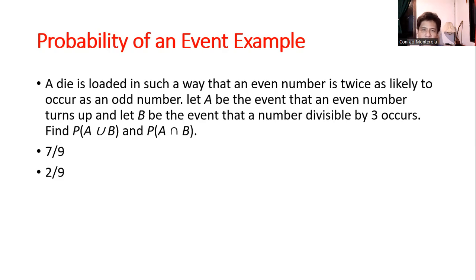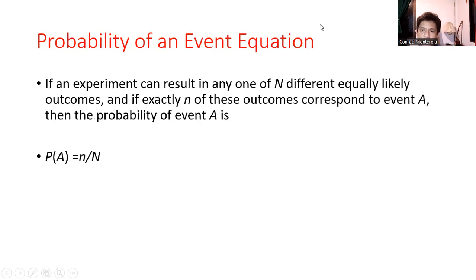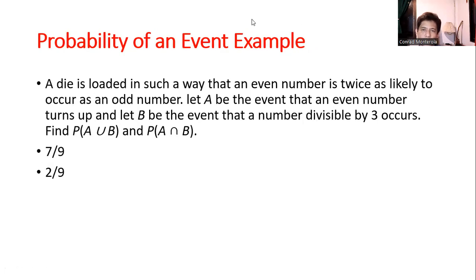And let B be the event that a number divisible by 3 occurs. So yung event B naman, 3 and 6 lang. Kasi dapat divisible by 3. So find the probability of A union B. So let's calculate the probability of its elements of A union B.